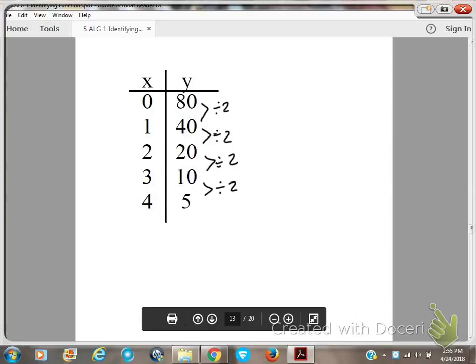So we didn't talk about what happens if you're dividing, but the nice thing about division is that it can always be rewritten as multiplication. Dividing by 2 is the same thing as multiplying by 1/2. So times 1/2, times 1/2, times 1/2, times 1/2. And since it's multiplication, that means it is an exponential function.